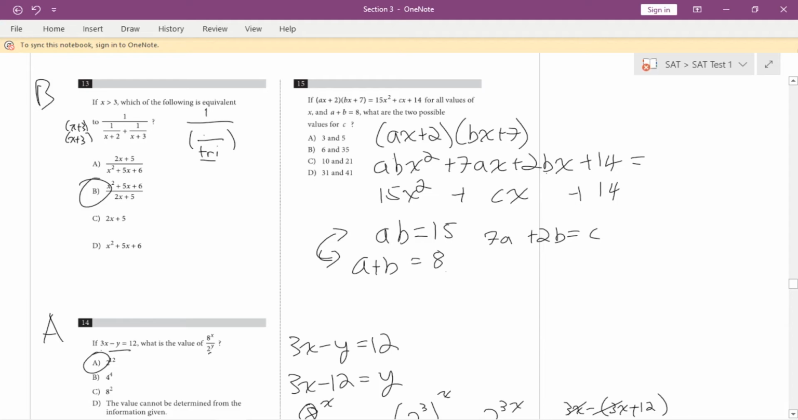Well, 3 and 5, right? I'm going to say a is equal to 3 and b is equal to 5. But we might have a situation where b is equal to 3 and a is equal to 5. Those are the only two combinations of numbers that I think work. If I plug in this one first into here, I see 7 times 3 plus 2 times 5 is equal to c. That's 21 plus 10 is equal to c, or 31.